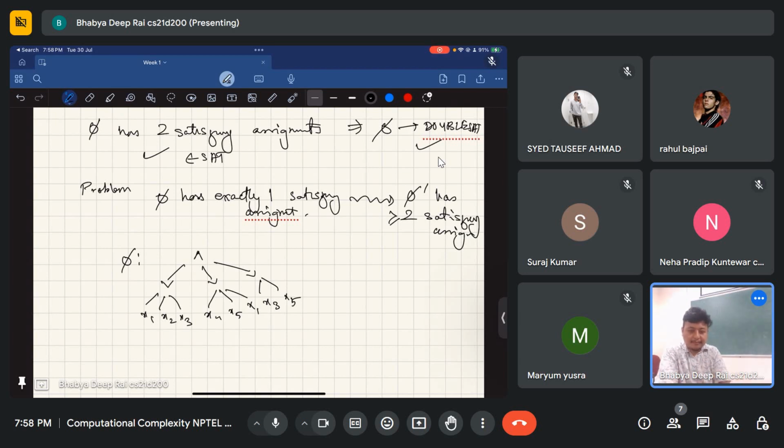Okay, but I think I'm going to leave it at that. I would like you guys to think on how to modify this. Okay, I'll just give you one hint. Keep this formula as it is. Add more gates here.